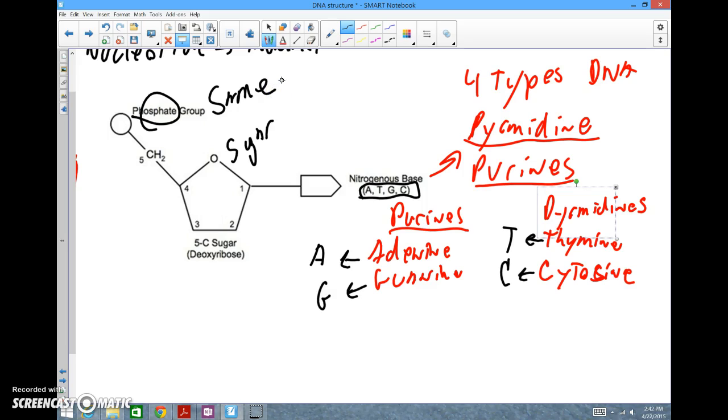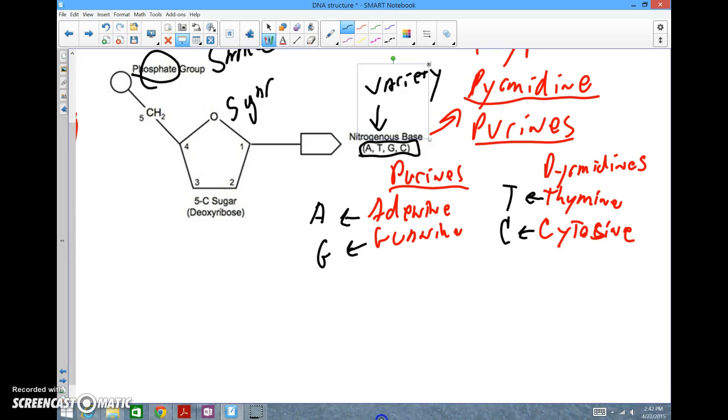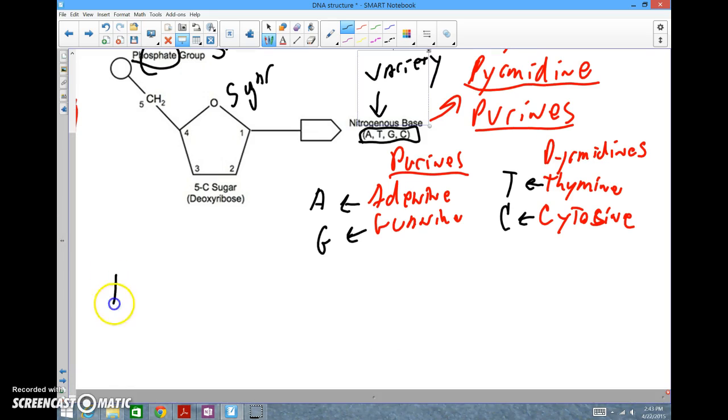What makes one nucleotide different than the other is the base. So this is where the variety comes from. If you want to have an adenine, the sugar and the phosphate group are the same as every other nucleotide, but the nitrogenous base is slightly different. One of the reasons we watched the Race for the Double Helix movie is to talk about how the nucleotides connect.